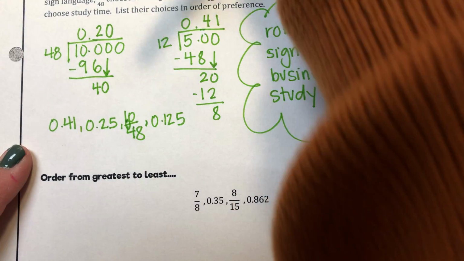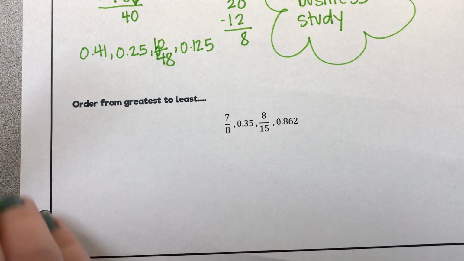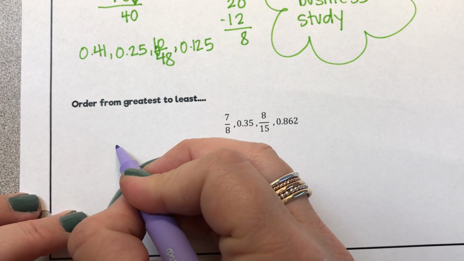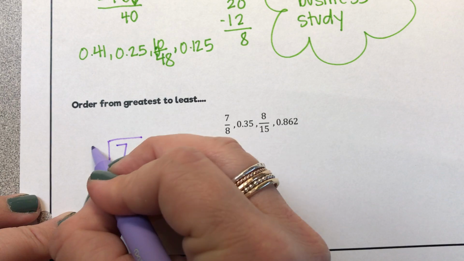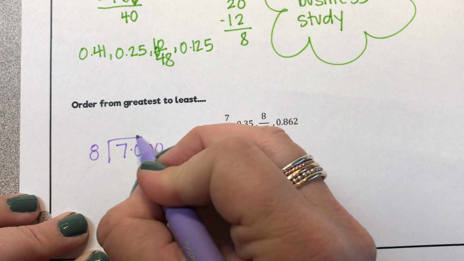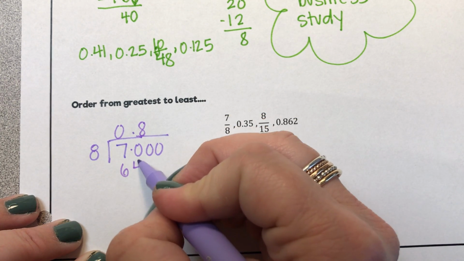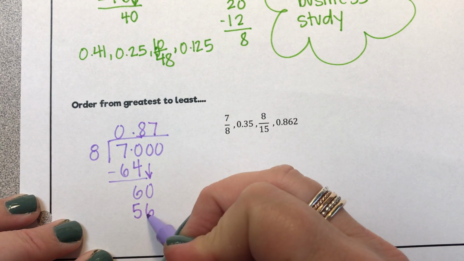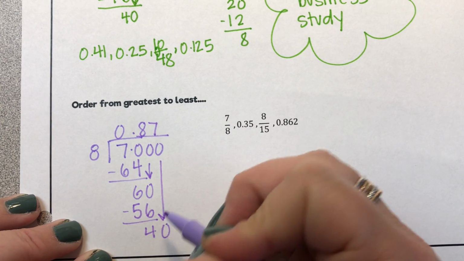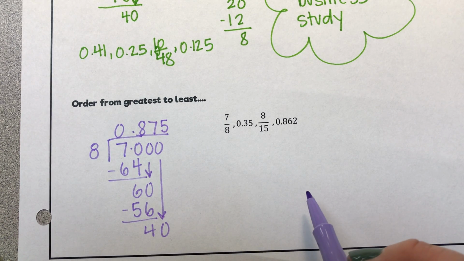And then the very last part, we have to put them in order from least to greatest. So again, I prefer to take my fractions and write them as decimals. So that's what I'm going to do. So I have 7 divided by 8. Okay, 8 does not go into 7. 8 goes into 70 8 times. That's 64. 8 goes into 60 7 times. That's 56. And then 8 goes into 40 5 times. Okay, so 7/8 is the same thing as 0.875.